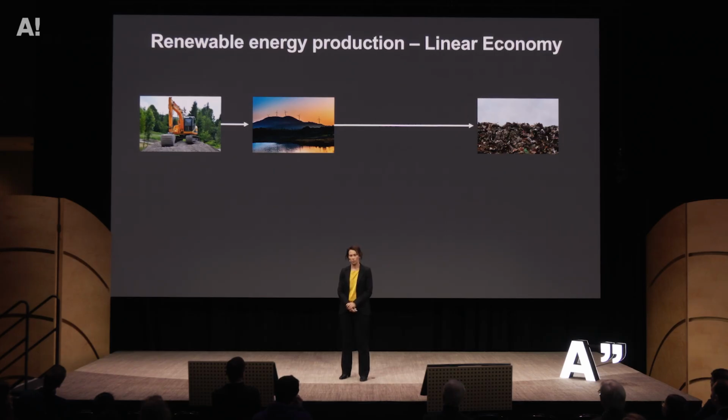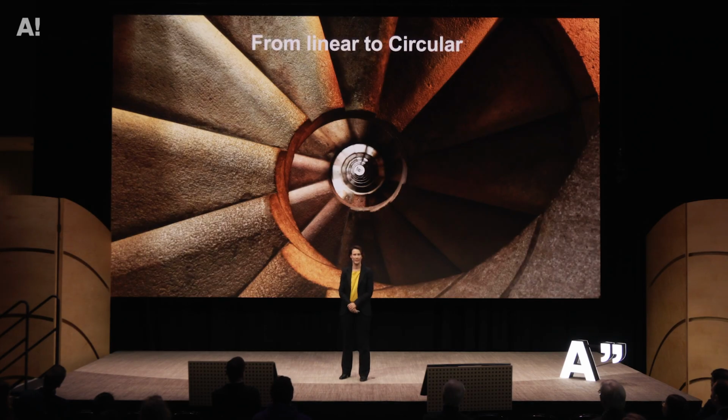So what can we do? We need to go from linear to circular. In nature, there aren't linear processes. In nature, we only have circular processes. In nature, everything is cyclic and everything is built that way. We have a water cycle, we have a CO2 cycle, we have a nitrogen cycle. Nature does not make waste.